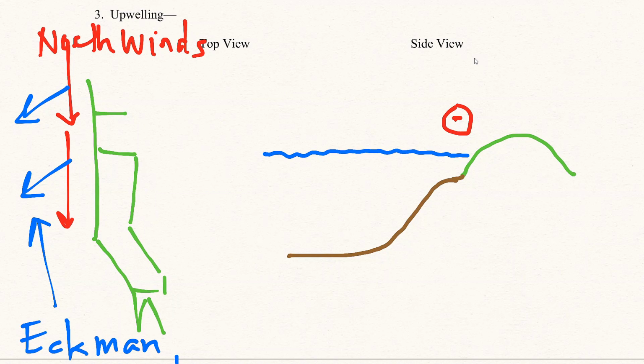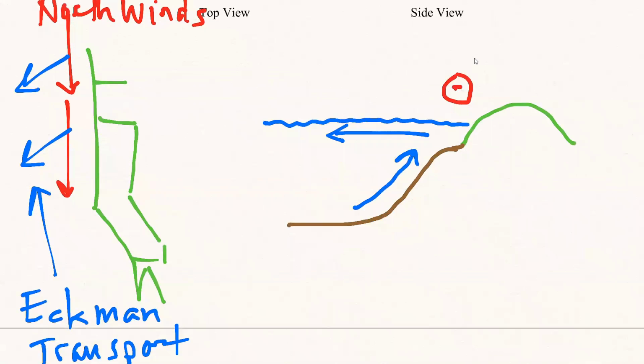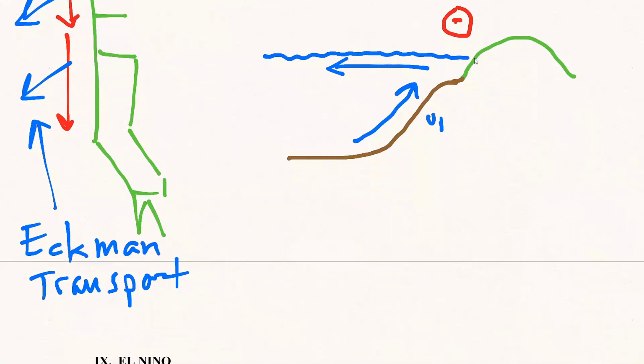Now again, because of the Coriolis force, we're moving off to the southwest with a top view, but from a side view, what's happening is my water is moving off the coast. So if it's moving off the coast, something has to replace it. And when it replaces it, the water has to come from deep down below like this. This is going to be your upwelling. So your upwelling is coming from the deep.